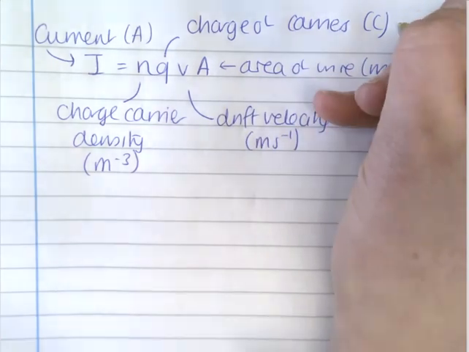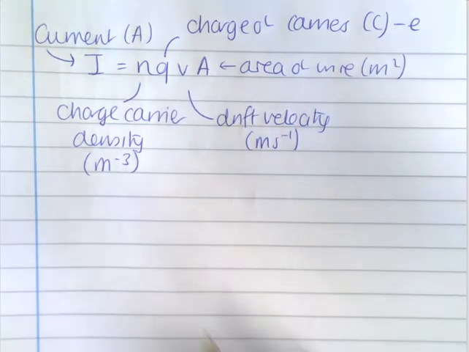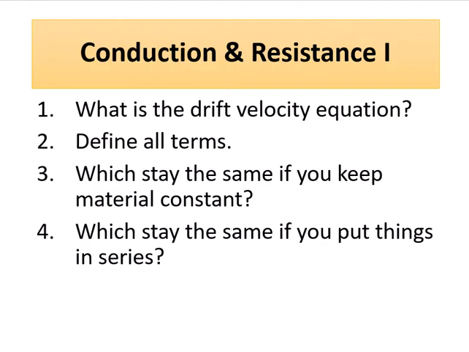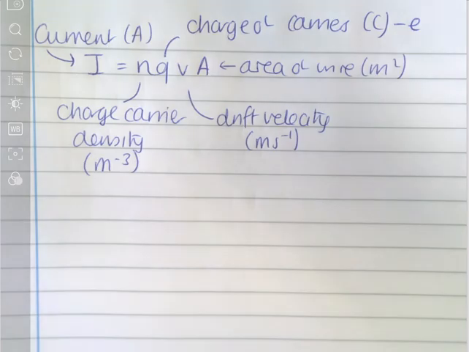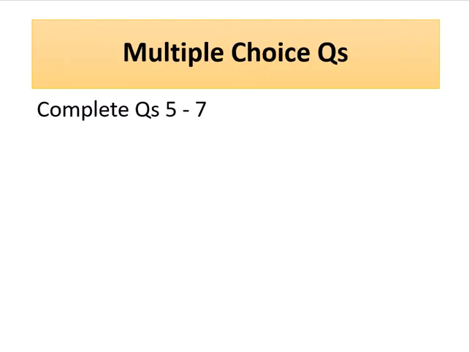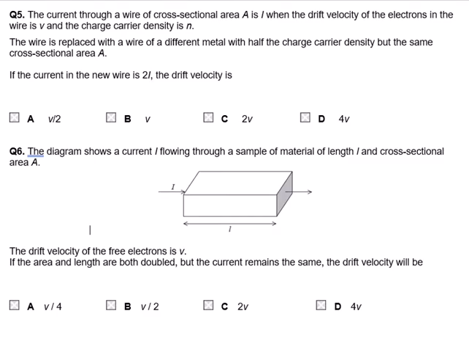You often see, instead of writing Q, this written as an e, so I equals nAve. So if you're keeping the material the same, N is going to stay the same. If you put things in series, well, the famous thing about series circuits is that the current is the same everywhere. So if you put things in series, the current needs to stay the same. And you're going to use both of these facts on your multiple choice questions in a second, which is here. So have a go at these two. Press pause, and then I'll go through them one by one.